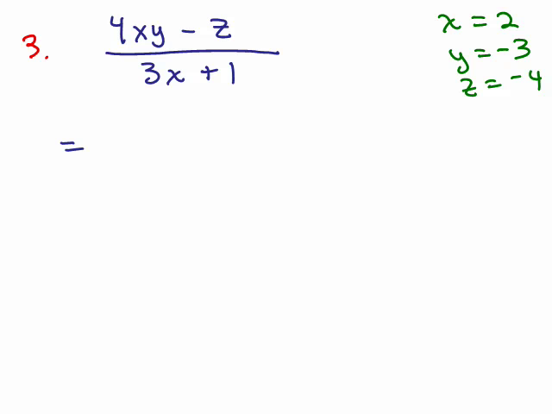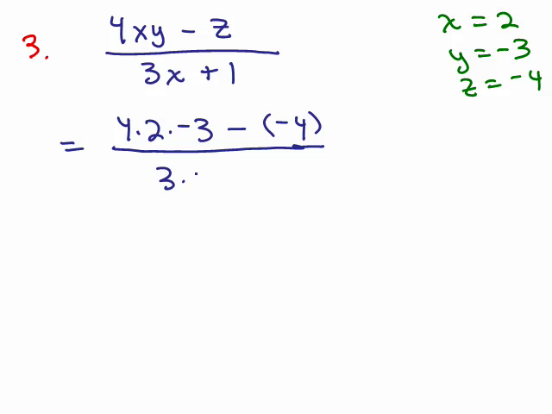All right, number 3. Over on the right here are the values for x, y, and z again, so we're going to plug those in. So we have 4 times 2 times a negative 3 minus, and be careful, don't just put 4, you're subtracting z, which is negative 4, so it's minus a negative 4. And in the denominator we have 3 times x, which is 2, plus 1.